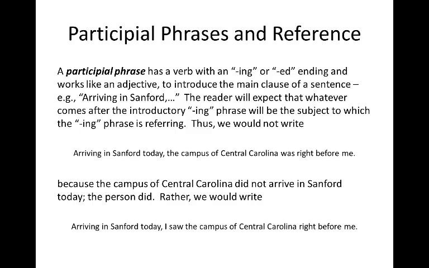So, for example, if I begin a sentence with the phrase "arriving in Sanford," then that is a participial phrase. Now, your reader is going to expect that whatever comes after that introductory -ing phrase will be the subject to which the -ing phrase is referring. Thus, we would not write, "Arriving in Sanford today, the campus of Central Carolina was right before me," because the campus of Central Carolina did not arrive in Sanford today. Central Carolina was founded many years ago. The person arrived in Sanford today. So we would write, "Arriving in Sanford today, I saw the campus of Central Carolina right before me."